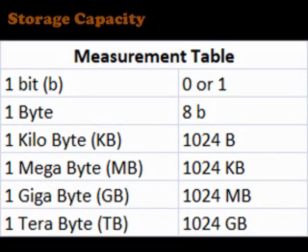Here is the measurement table. 1 byte equals 8 bits. 1 kilobyte, short form KB, equals 1024 bytes. 1 megabyte, short form MB, equals 1024 kilobytes. 1 gigabyte, short form GB, equals 1024 megabytes. 1 terabyte, short form TB, equals 1024 gigabytes. This is the measurement table of bits and bytes.